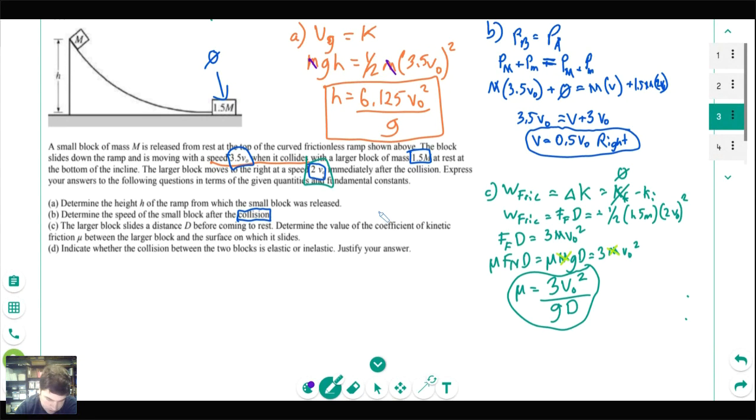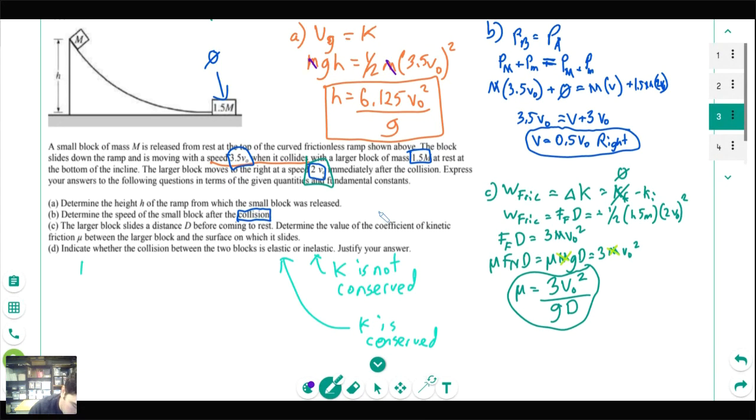And then that was that part. Finally, on this question, we are asked to indicate whether this collision is elastic or inelastic and justify our answer. This is the vocab stuff we should know. Inelastic means we are not conserving kinetic energy, whereas elastic means we are. So really what we need to do is figure out, is the total kinetic energy before the collision and after the collision going to be the same or different? If it's the same, it's elastic. If it's not the same, it's inelastic, and our justification is basically given by the math.